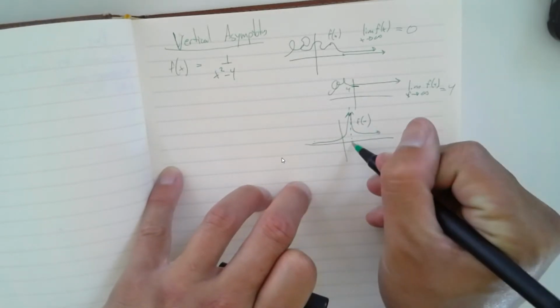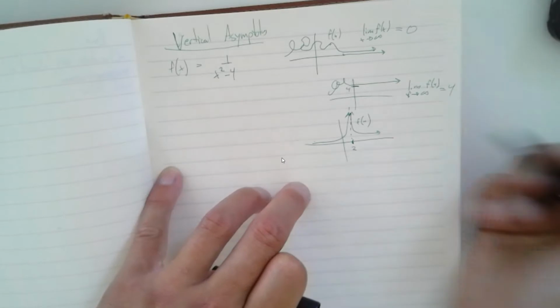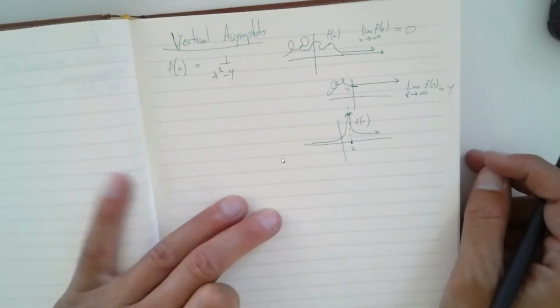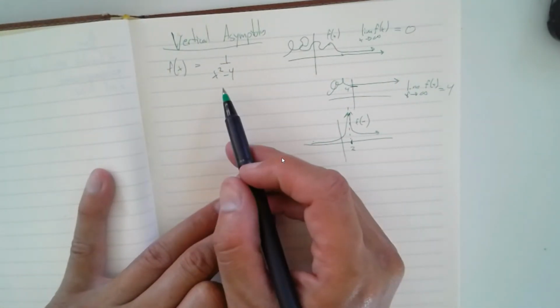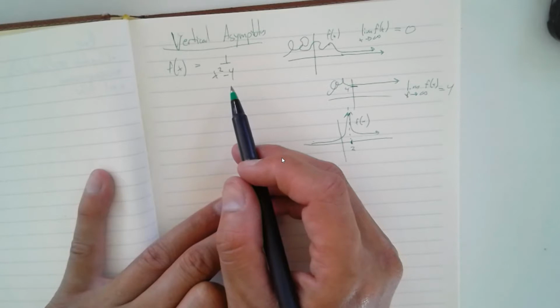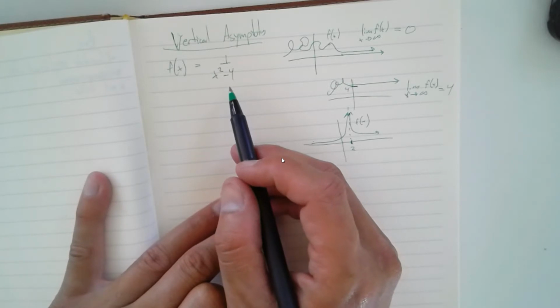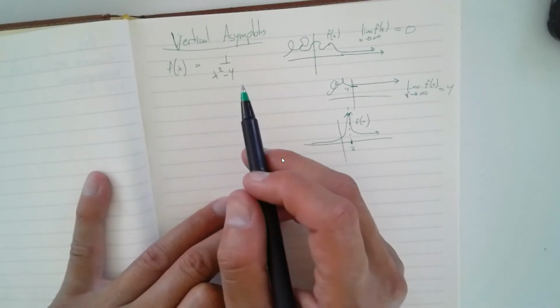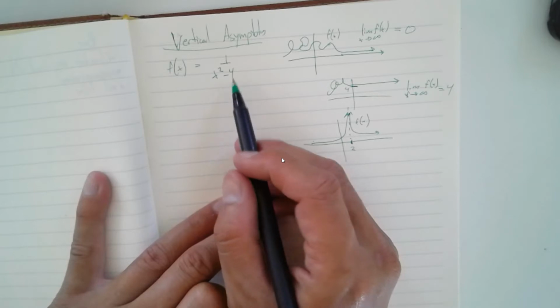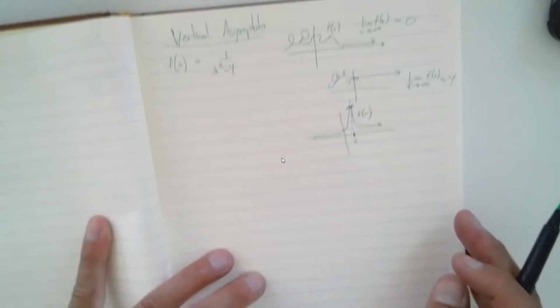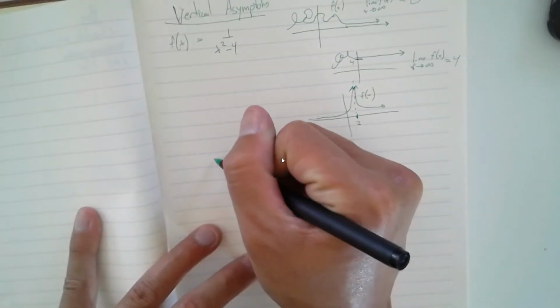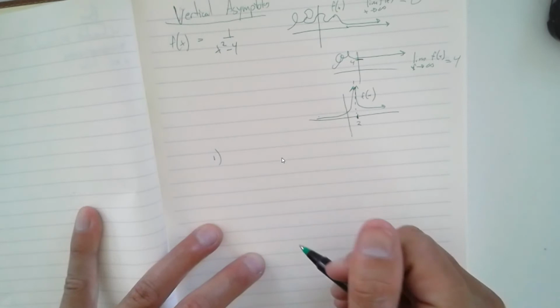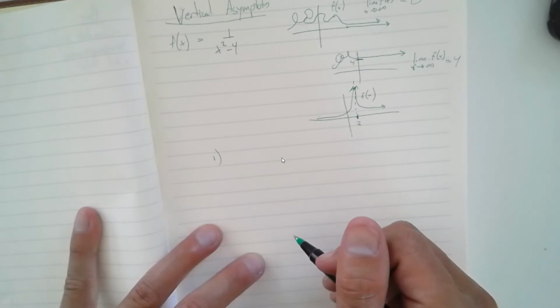So at this point, it happens to be at 2. X is equal to 2, right? So here I'm asking you, at what value does this go to infinity? Okay, so think about what can make this go to infinity while I give you the rules for vertical asymptotes. So here are some key things that you need to look for vertical asymptotes.